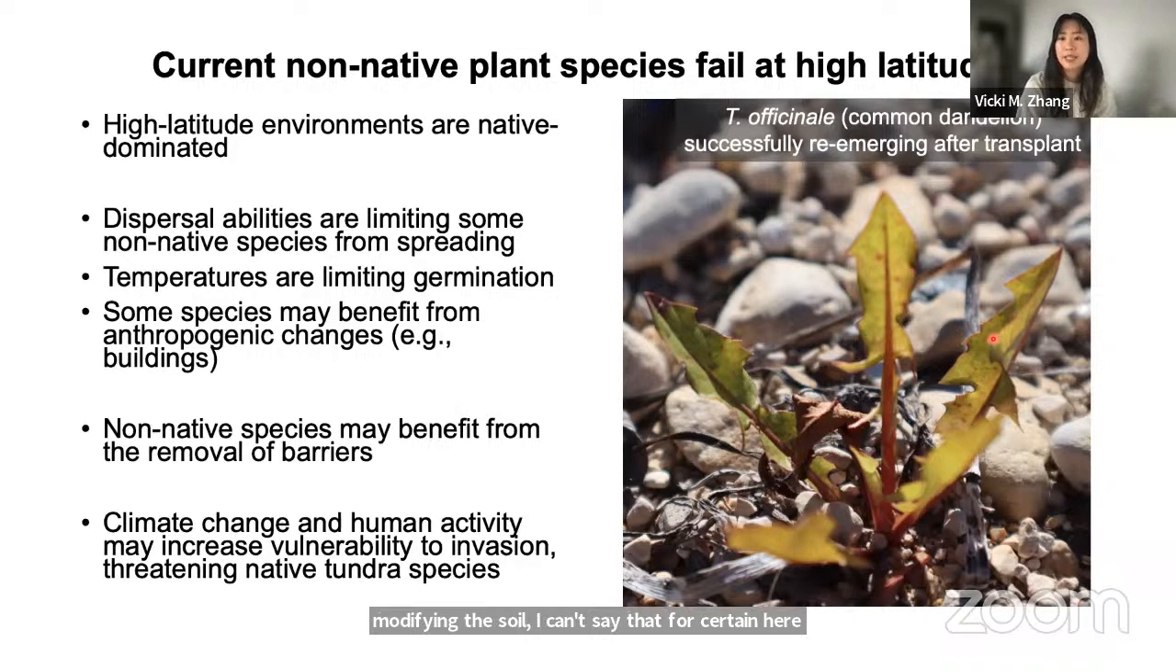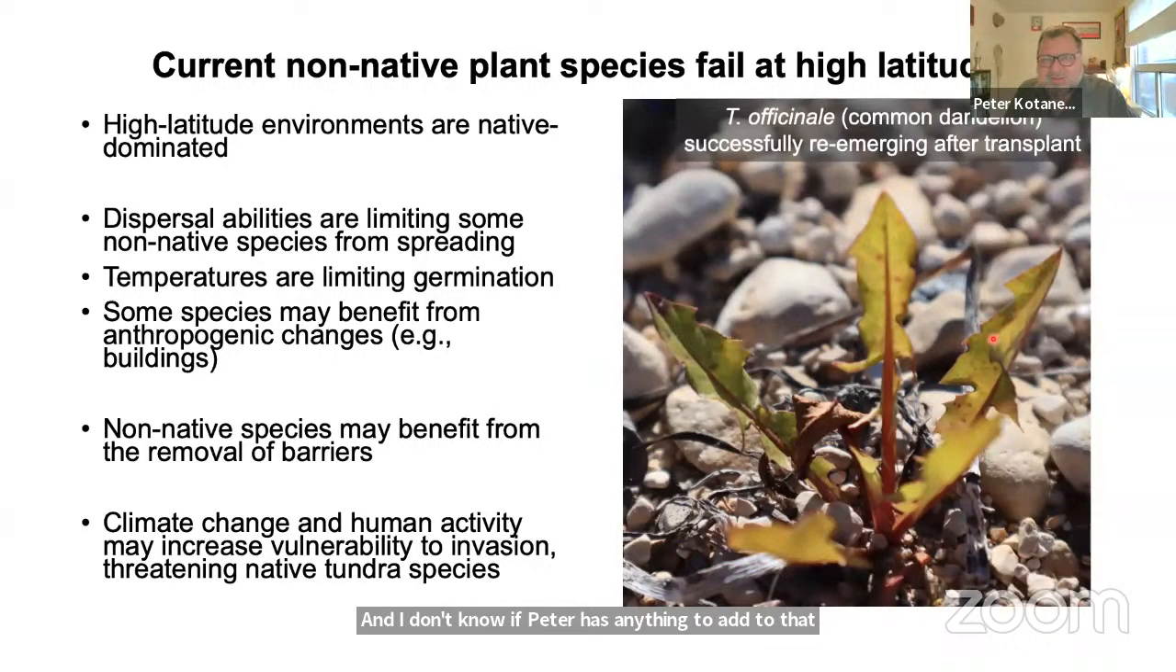And I don't know if Peter has anything to add to that. No, we haven't really looked at this in detail. It's an interesting thought. We've wondered whether there might be novel mycorrhizae in particular arriving, but we don't have evidence of it at this point.